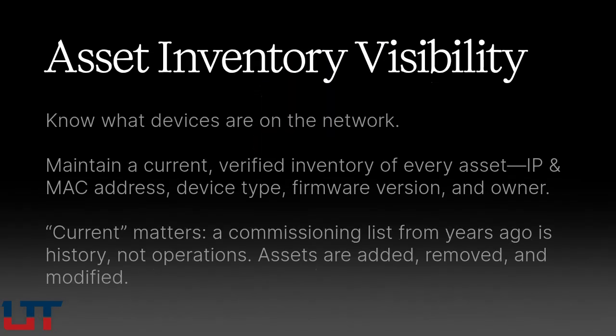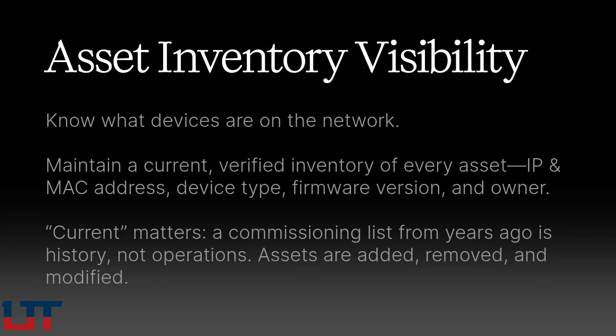In all 3 scenarios, the problem isn't the absence of security controls, it's the absence of visibility that would surface the problem so it could be addressed. You cannot protect what you cannot see. Network visibility in OT environments falls into 3 practical categories. 1. Asset inventory visibility. What devices are on this network?